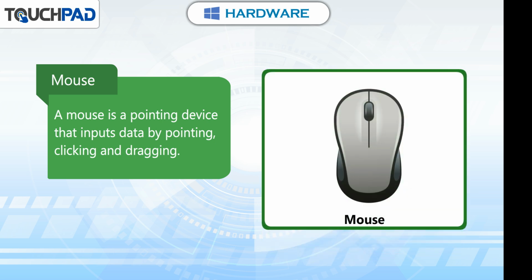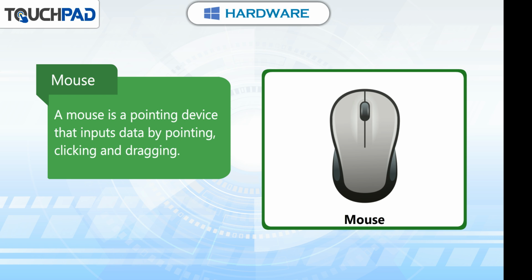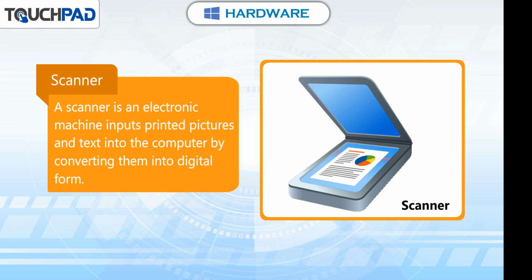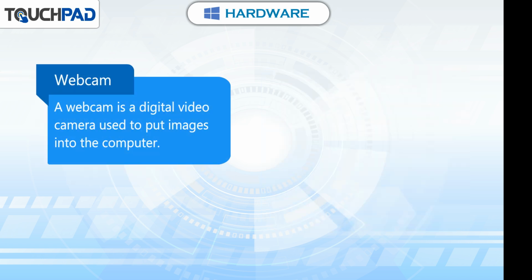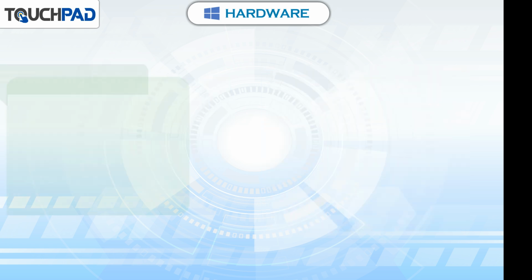Mouse. A mouse is a pointing device that inputs data by pointing, clicking, and dragging. Scanner. A scanner is an electronic machine that inputs printed pictures and text into the computer by converting them into digital form. Microphone. A microphone is a device that is used to record voice, music and sound into the computer system. Webcam. A webcam is a digital video camera used to put your image into the computer.